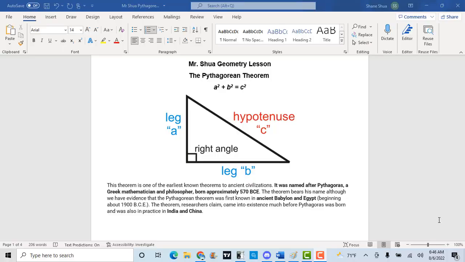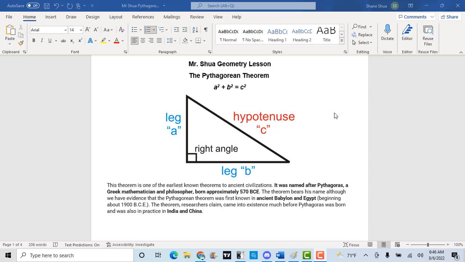This is Mr. Shua coming at you again with another math lesson. Today's math lesson is going to be in geometry, specifically the Pythagorean Theorem. Most people have heard of the Pythagorean Theorem, even if they're not sure how to apply it or what it's used for. So I'm going to give you a little bit of background and history on the Pythagorean Theorem and show you how we can use it in order to solve math problems.